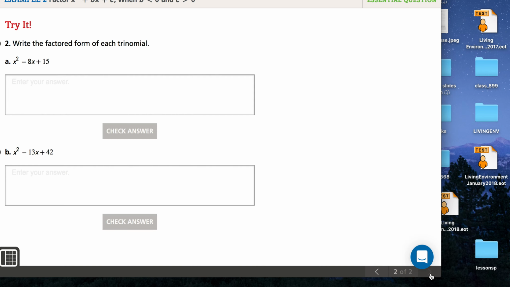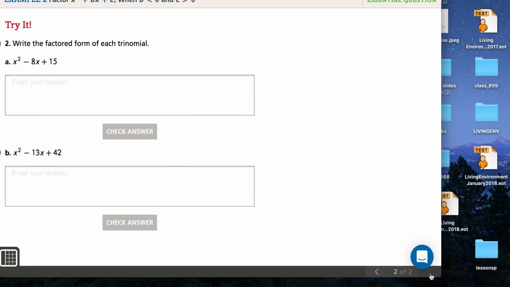Now try, these are two examples for you. Factoring x squared plus bx plus c when b is less than 0 and c is greater than 0. In both cases, b is less than 0 and c is positive. Copy the equation and write the answer on the Google Docs.